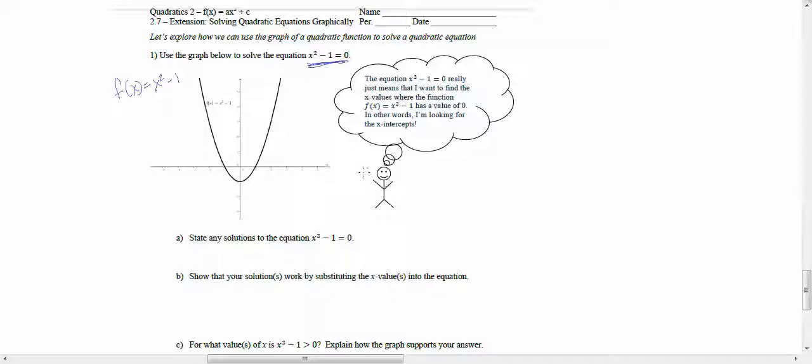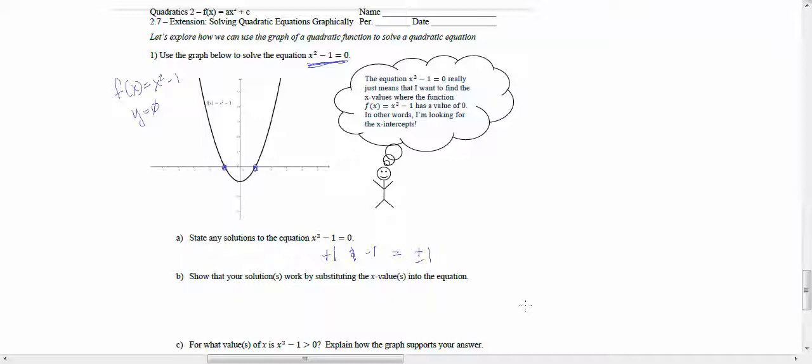If I set that equal to 0, basically I'm saying y is equal to 0. Basically I want to figure out where y equals 0. Essentially what this question is asking me is what are the x-intercepts? In this case you can see from the graph the x-intercepts are positive 1 and negative 1. We usually write this as plus and minus 1.